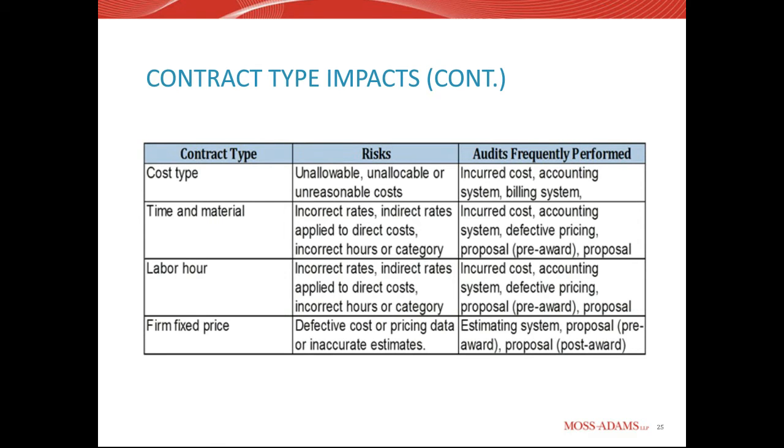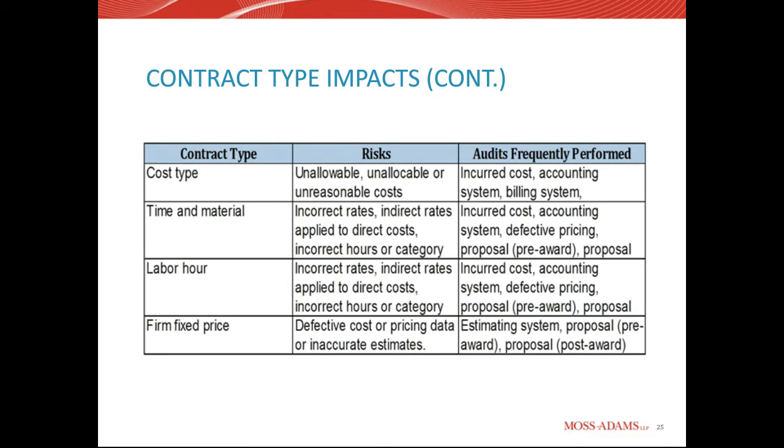So it might be a surprise, but on a time and material contract, an incurred cost audit is needed. An accounting system audit may be needed as well. So how are those hours being recorded? And also the accounting system pertains to how they were able to negotiate those rates to begin with. So if they didn't have a good accounting system that provided accurate information on what those T&M rates should have been, then that's a risk. Of course, there's the defective pricing risk based on those rates.